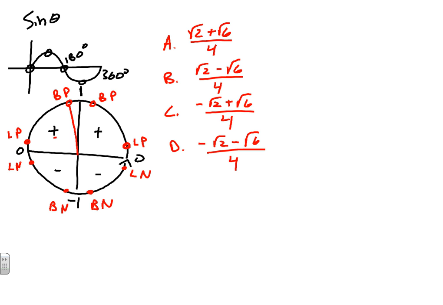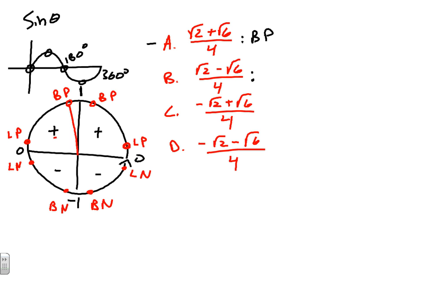So if I'm going to classify each of these angles as big positive, little positive, why don't I come back and classify each of these to go along with those? In other words, look at A. I have positive root 2 plus positive root 6. That is positive, and it's the biggest value I'm going to get. This is big positive.